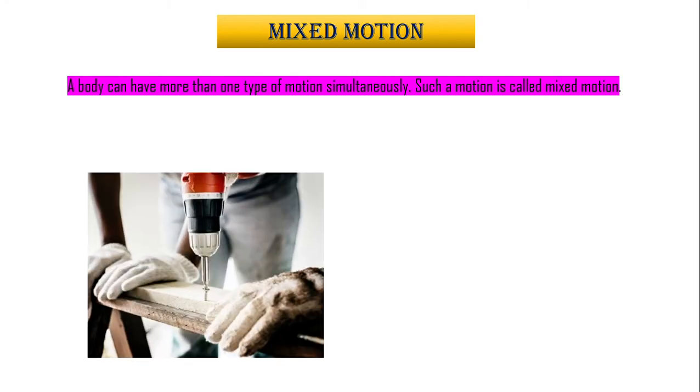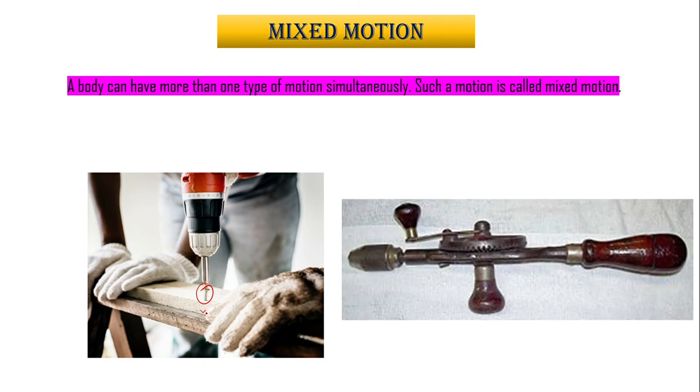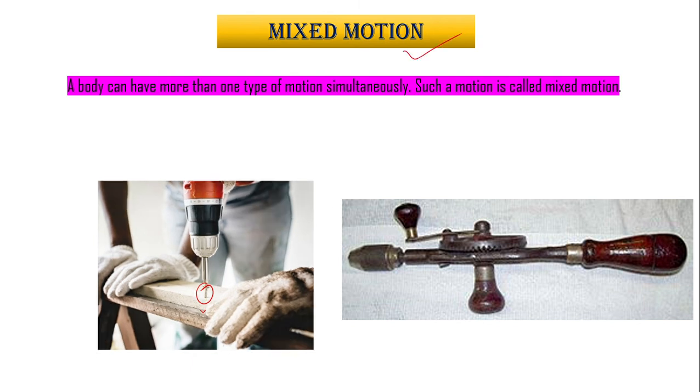Mixed motion. So a body can have more than one type of motion simultaneously. Such motion is called mixed motion. For example, this screw over here is performing a rotatory motion once the drill is trying to rotate it. At the same time it also performs a translatory motion, as it goes inside this wood. So it is performing both the motions, hence it is called a mixed motion.